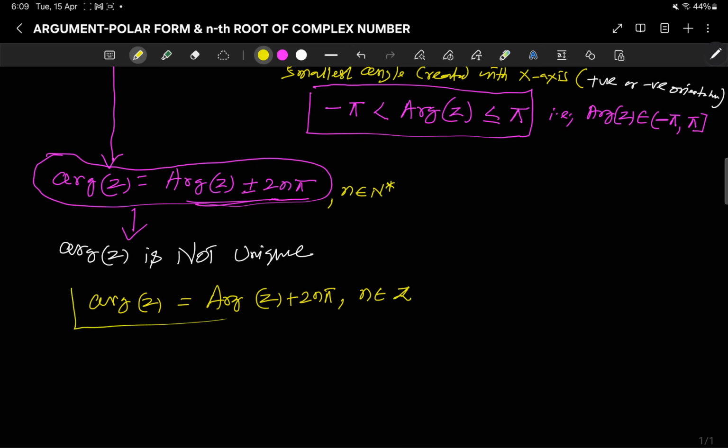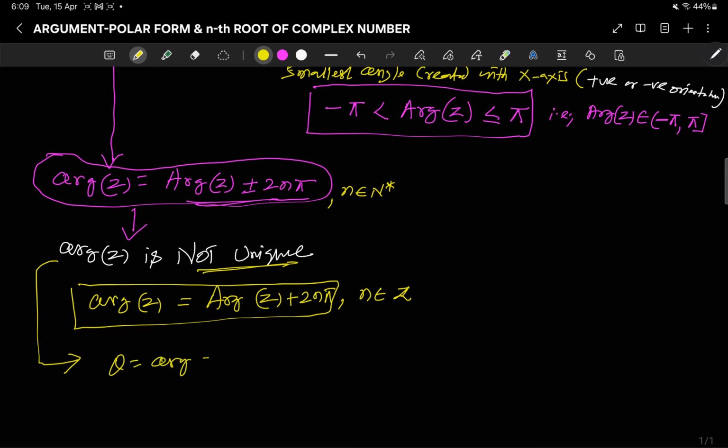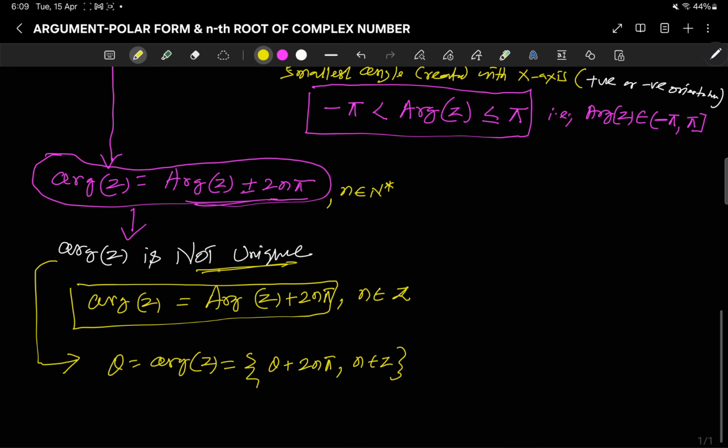So now this is the relation between the principal argument and the general argument. In view of this, it is not unique. So I can write theta is equal to arg z, which is the same thing as theta plus 2n pi, n in Z. So the argument of z is not unique.